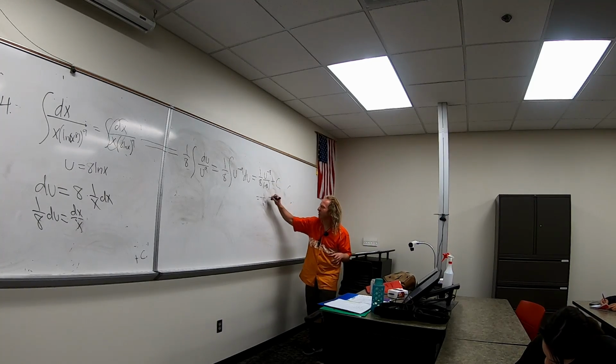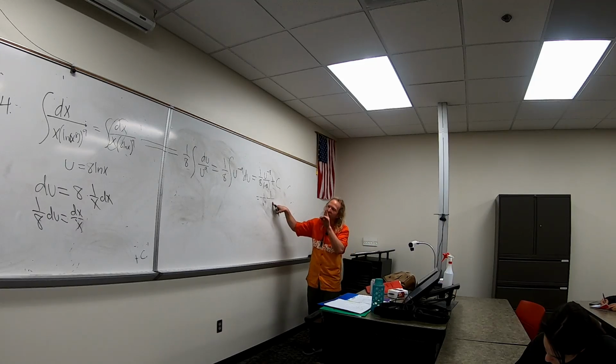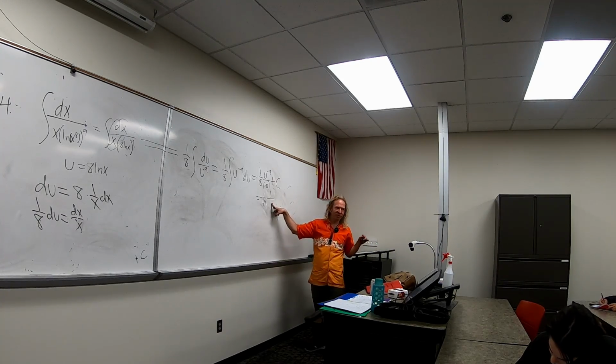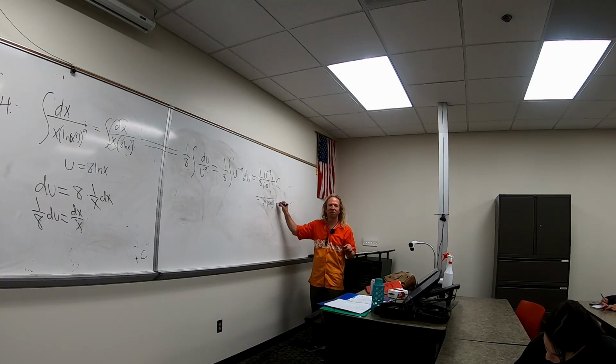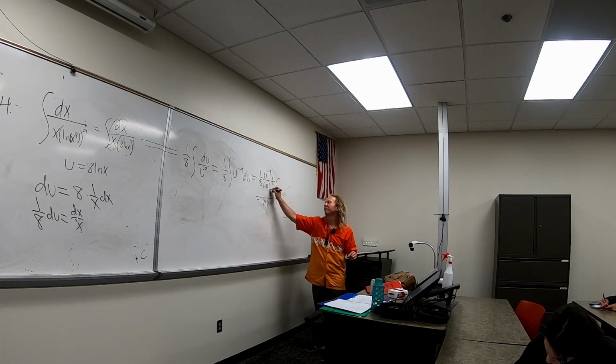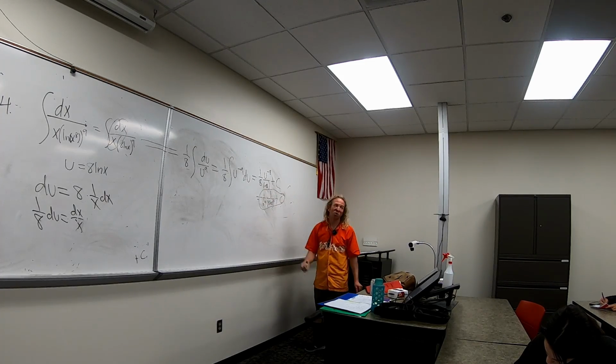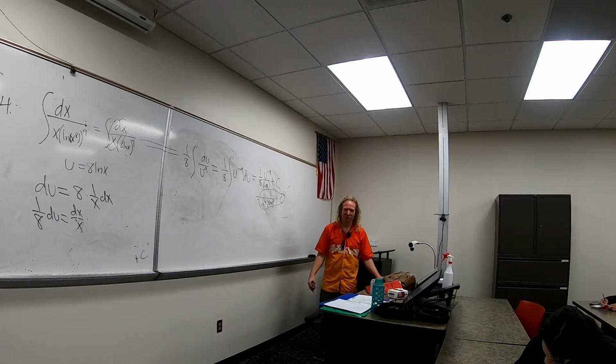Bring the u downstairs so it becomes a positive, and then just go ahead and plug back in your u. So your u was 8 ln x. So it'll be 8 ln x to the 8th, ridiculous, plus c. Someone should type this in and see if it's correct. It looks crazy, right? The answer looks insane, right?